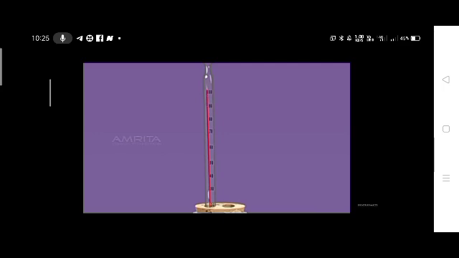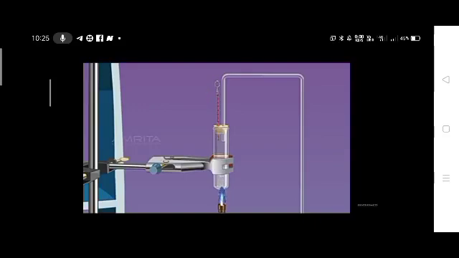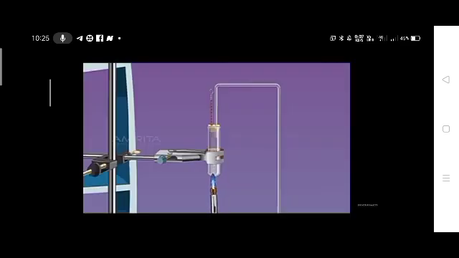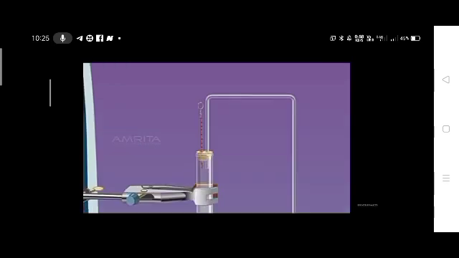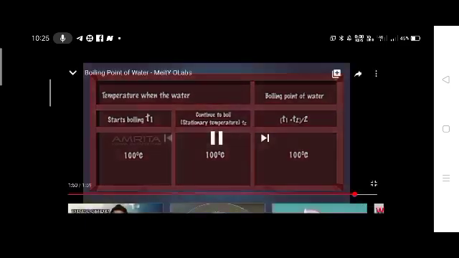On boiling, water is converted into steam, which passes through the delivery tube, is condensed, and gets collected in the beaker. Continue to heat the water till the temperature becomes constant and the water continues to boil. Note the constant temperature, T2. The average of the two temperatures gives the boiling point of water. The boiling point of water is 100 degrees Celsius.